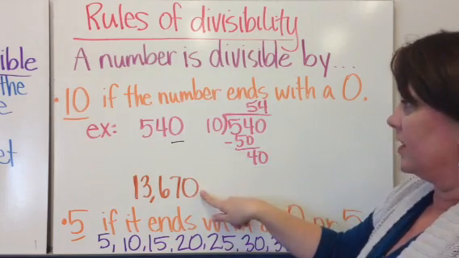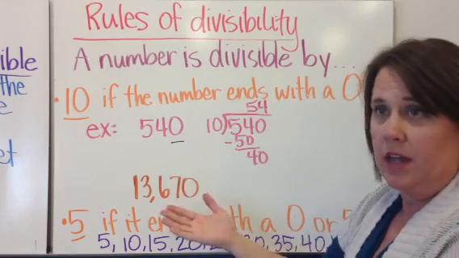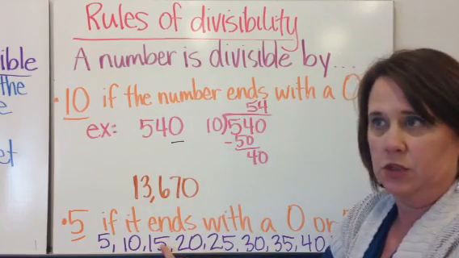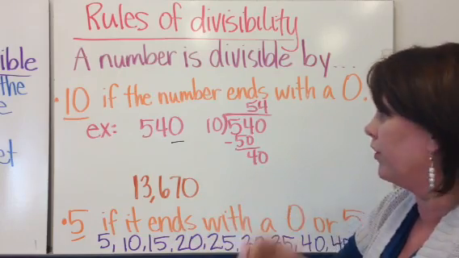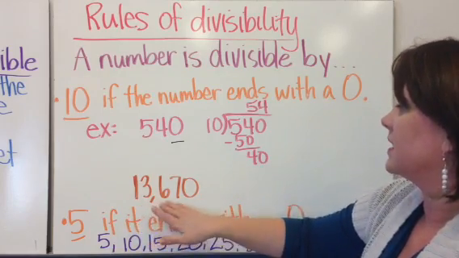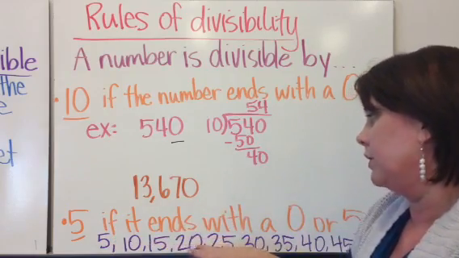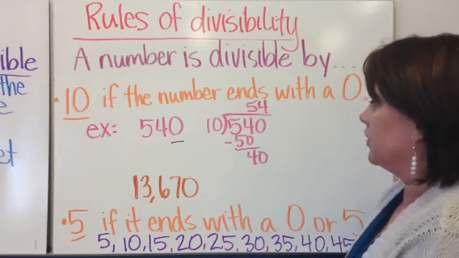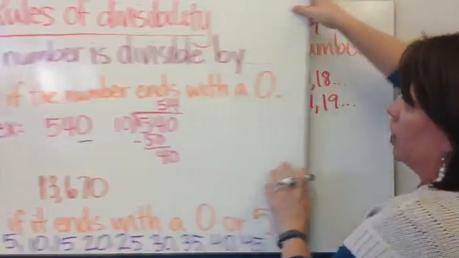So looking back at these two examples, 540 ends in a 0, and so we know 10 goes into it. Well, we also know that 5 goes into it because for 5 to go into it, it has to end in a 0 or a 5. 13,670 ends in a 0, and for 5 to go into it, it has to end in a 0 or a 5, and so we know that it is also divisible by 5. Let's move on.